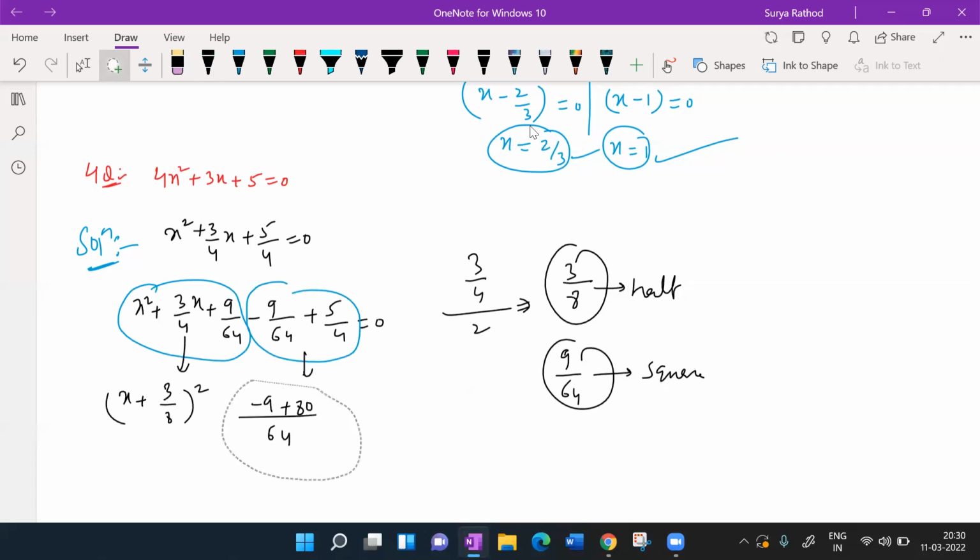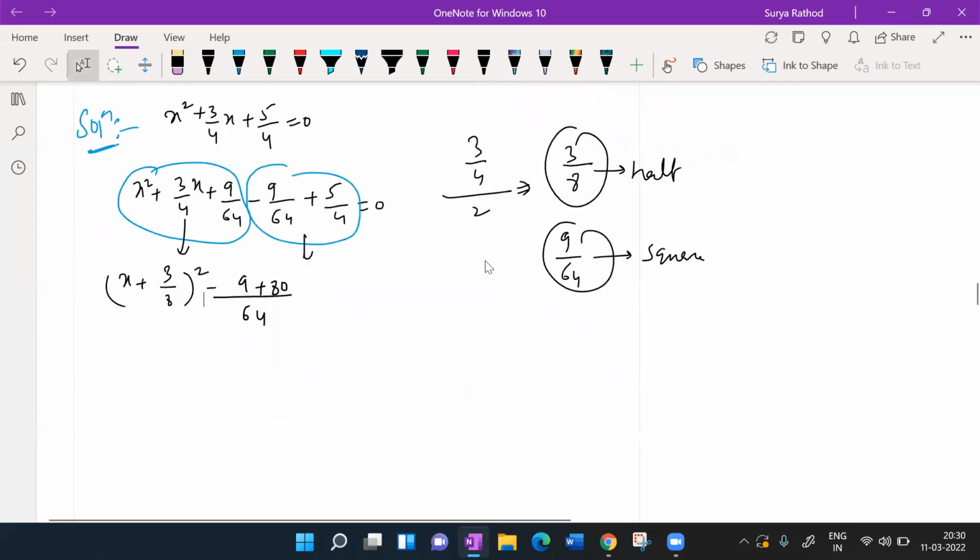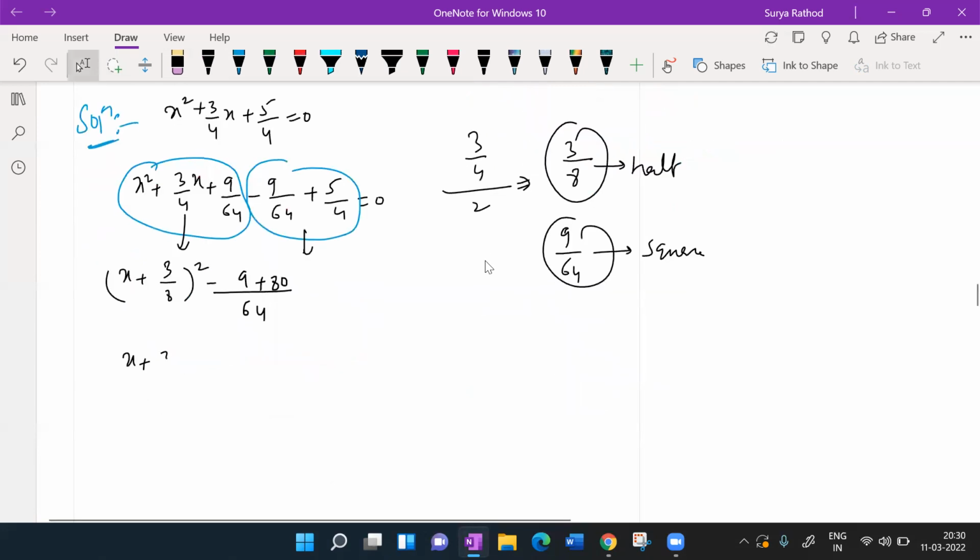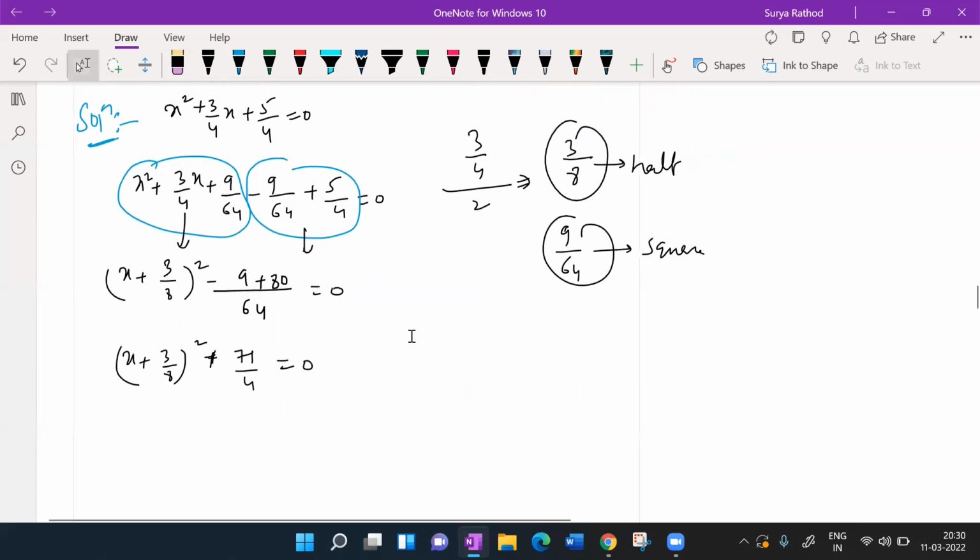Understood or not? I'm not getting a response from many of you. Okay, next. Look at this here. So what is this now? X plus 3 by 8 whole square plus 71 by 4 is equal to 0. Clear? Any doubts till this?